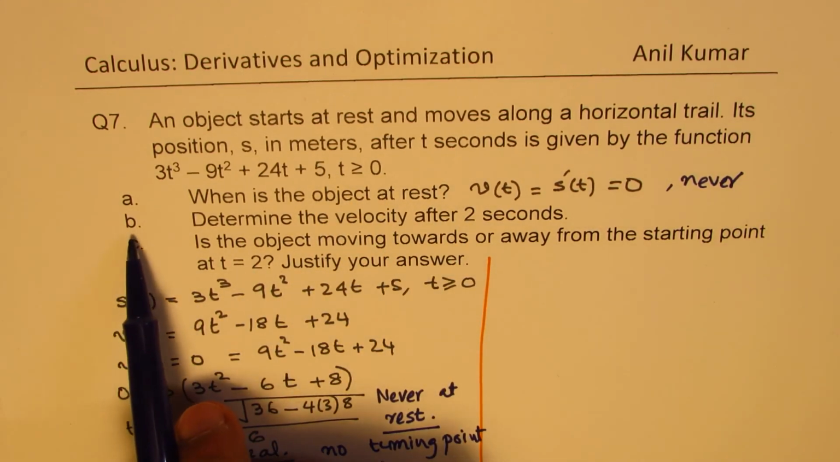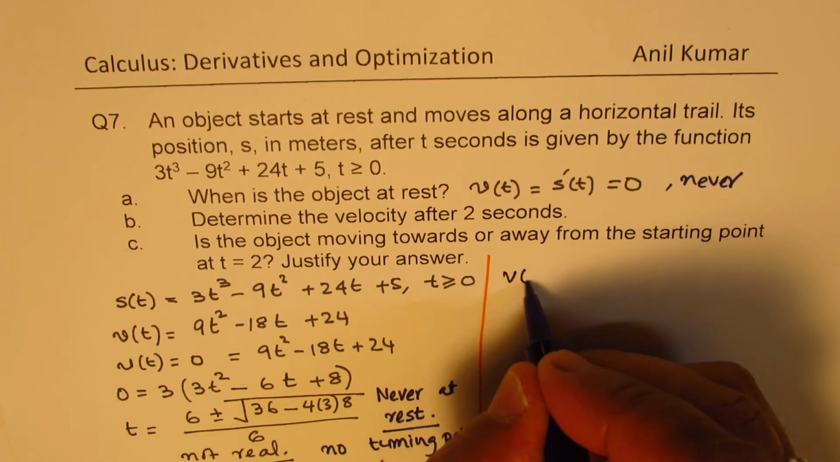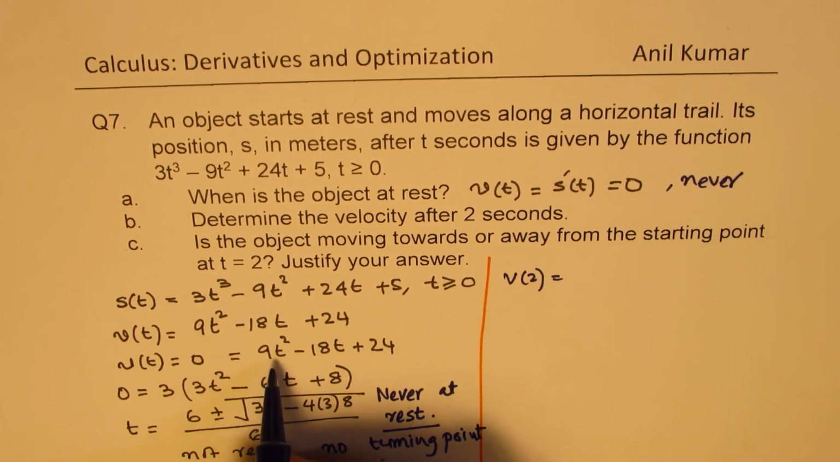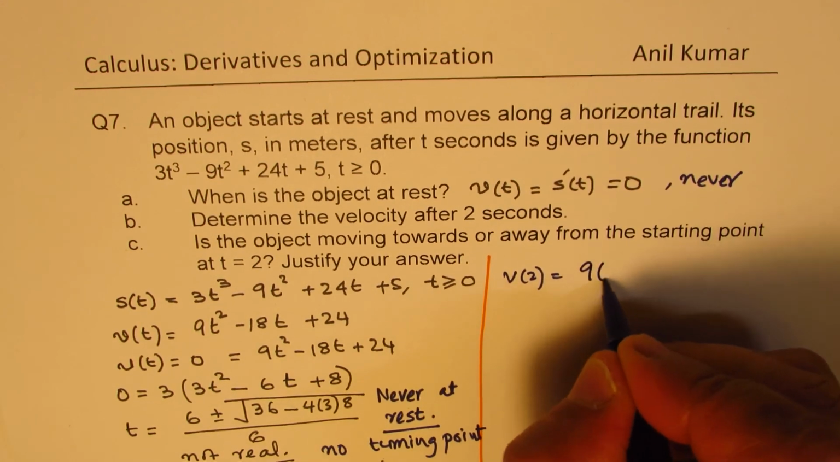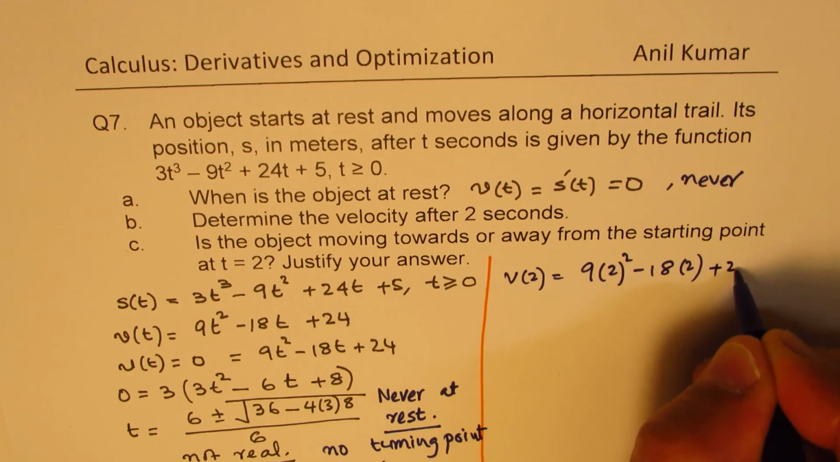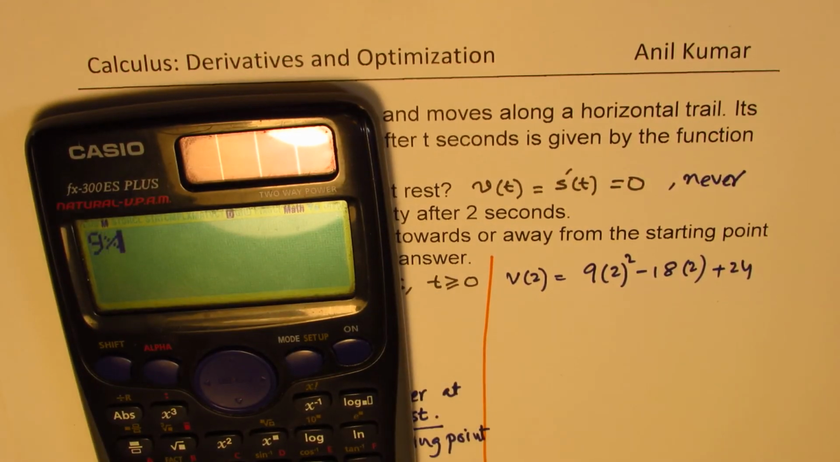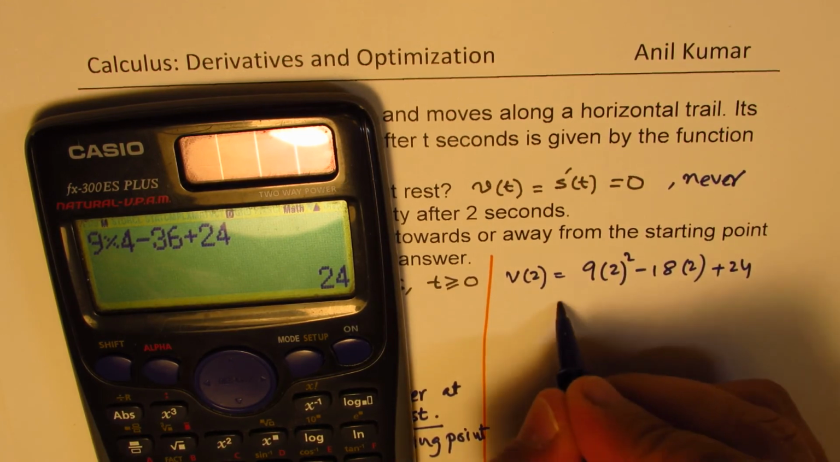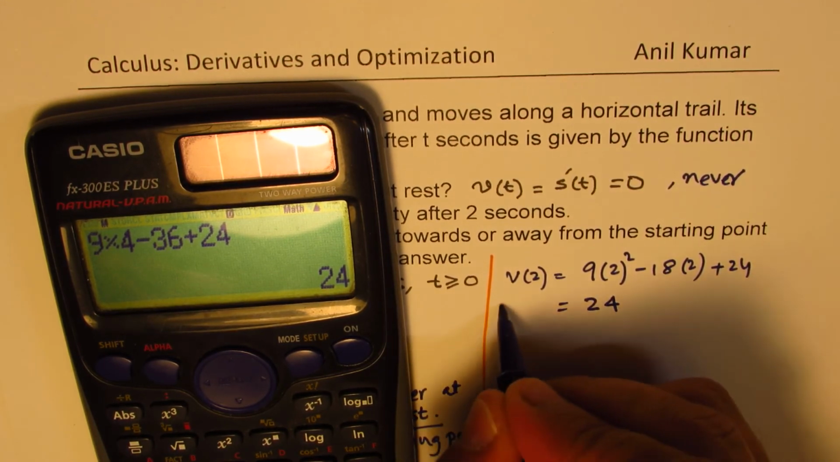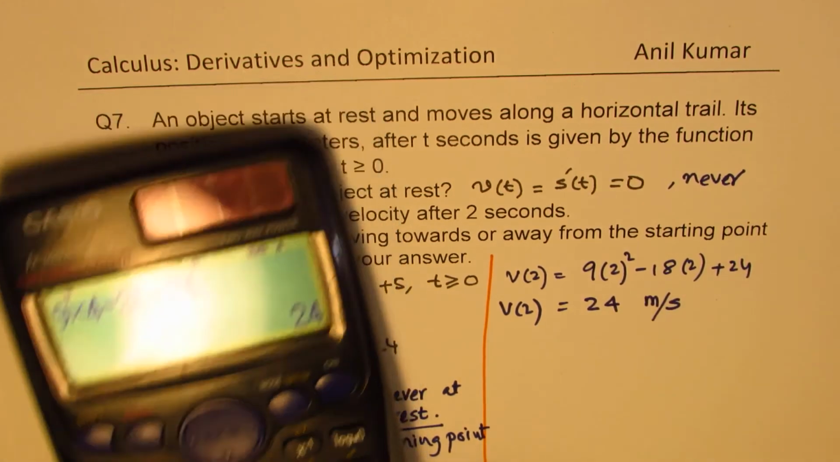Okay, now part B is: determine the velocity after 2 seconds. So we can substitute 2 into our velocity function. We get 9 times 2 squared minus 18 times 2 plus 24, correct? So let's calculate this value. 9 times 2 squared is 36, minus 36 plus 24, which is equal to 24. So the velocity at 2 is 24. The units are meters per second.